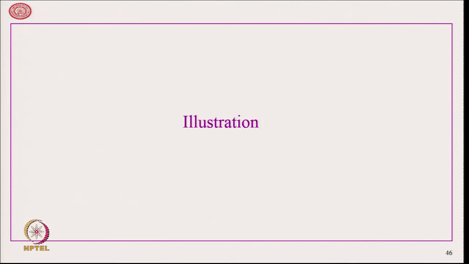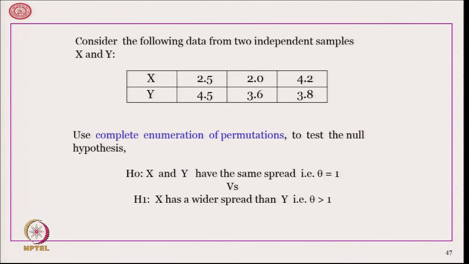So, let me illustrate the above algorithms with an example. Consider the following data from two independent samples. There are three observations from X and three observations from Y, and we want to check if both of them have the same spread, that is theta is equal to 1, that is our null hypothesis, and our alternative is theta is greater than 1.